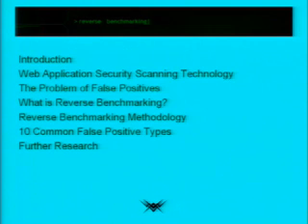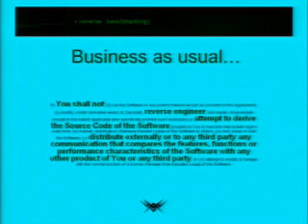But continuing on with the rest of our speech, that was the introduction by Tom, and then we're going to talk about just some general concepts in the web application security scanning space, particularly black boxes. We'll talk about the problem of false positives, which most of the people here are probably somewhat familiar with. Then we'll introduce reverse benchmarking and how that's somewhat different from benchmarking or baselining, and then also go a little more in depth into that. We'll talk about 10 common false positive types, and then further research, and then also talk about some of the statistics that we came up with.